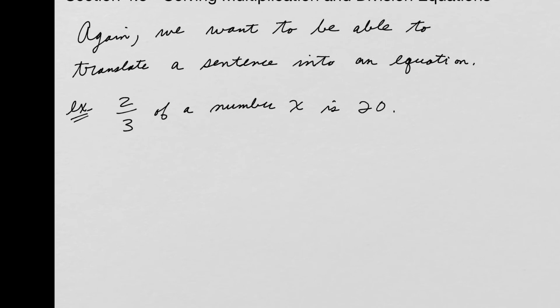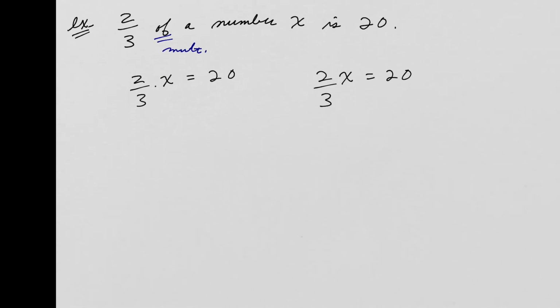Okay, so 2/3, I can just write down 2/3. Remember of, right? Of means multiplication. So this is going to be times x is equals, and then 20. So that would be the equation. 2/3 x equals 20. And I don't even need to write the dot there, right? If I just write 2/3 next to the x, that's fine. That implies 2/3 times x. It implies multiplication.